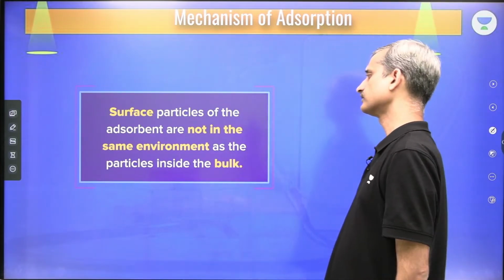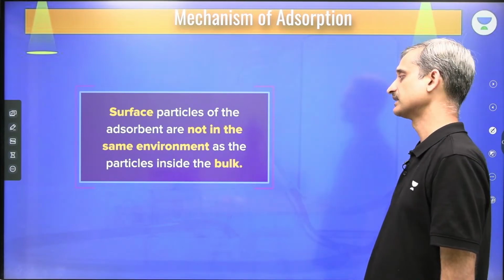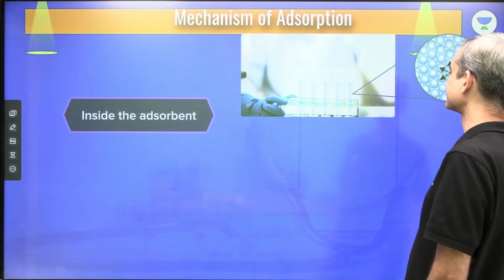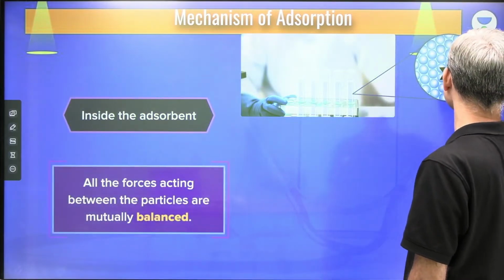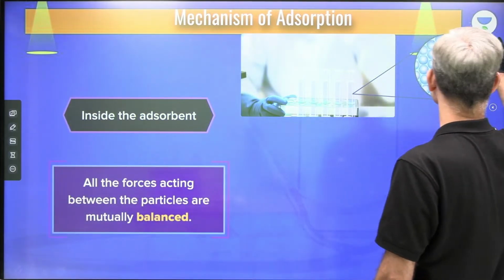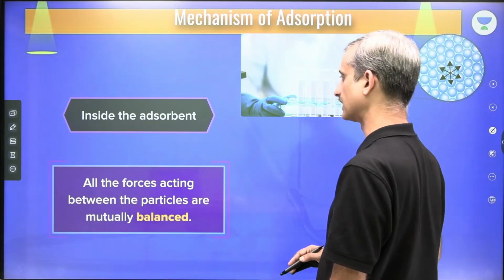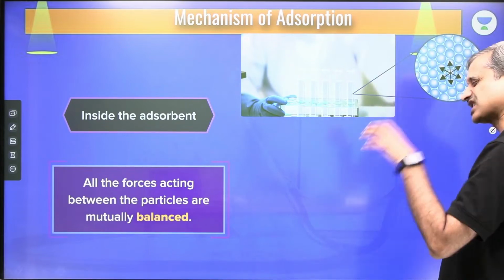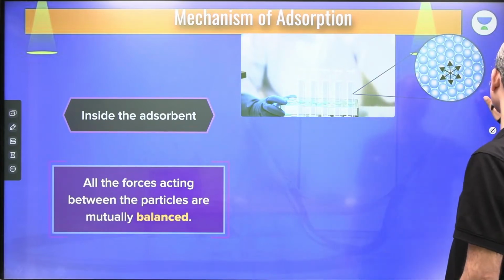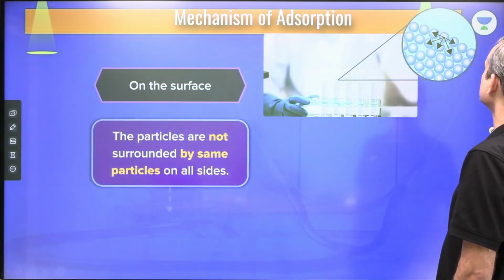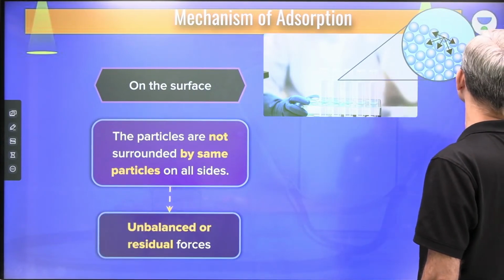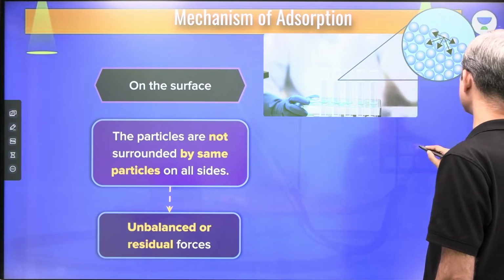The surface particles of the adsorbent are not in the same environment as the particles inside the bulk. I have just told you it has dangling valencies. This is the bulk, whereas the surface has the dangling valencies. Inside the adsorbent, all the forces acting between the particles are naturally mutually balanced, but on the surface, this particle C has unbalanced energy.